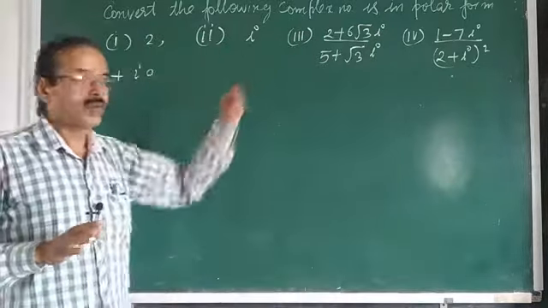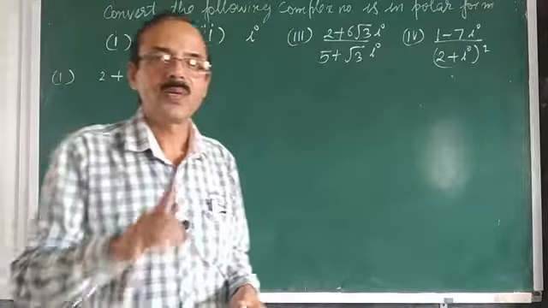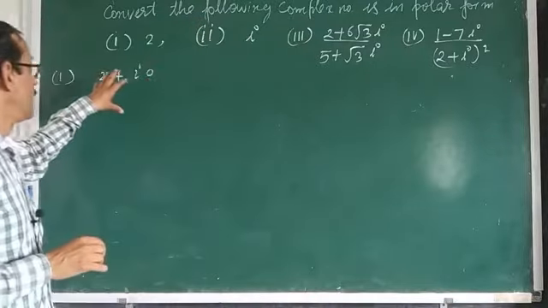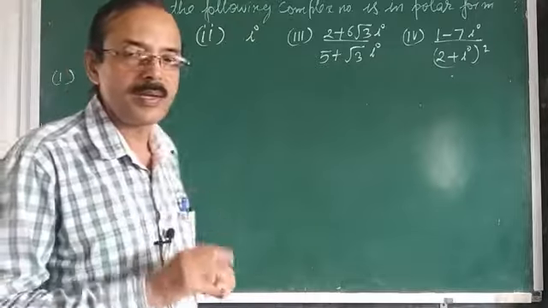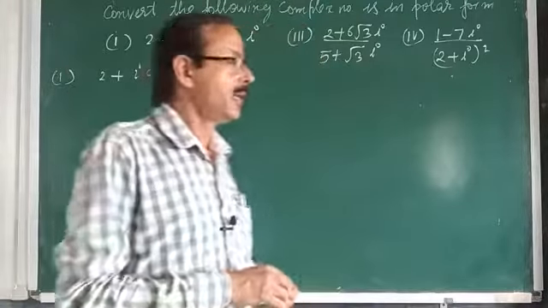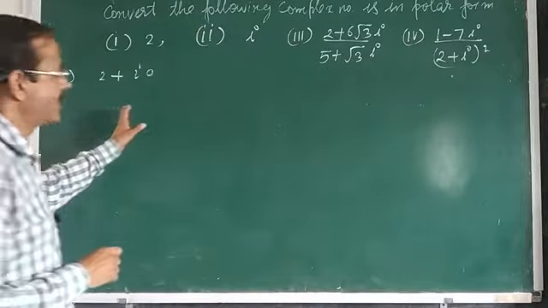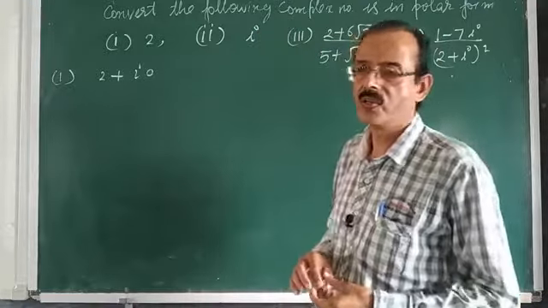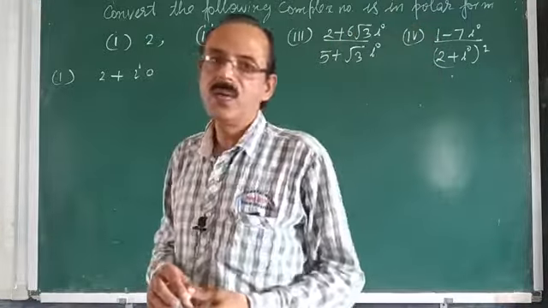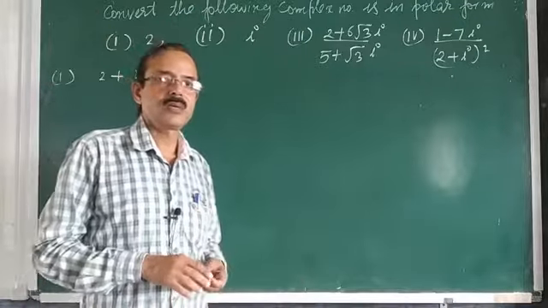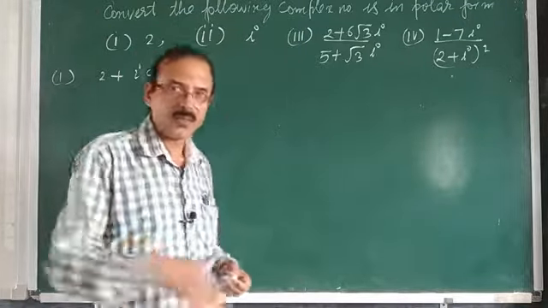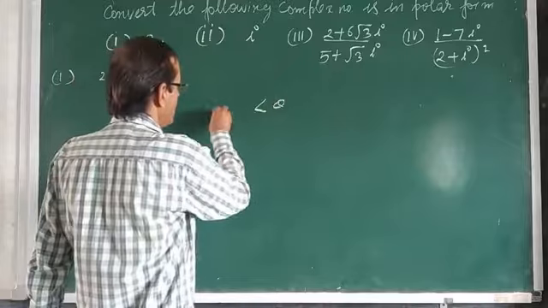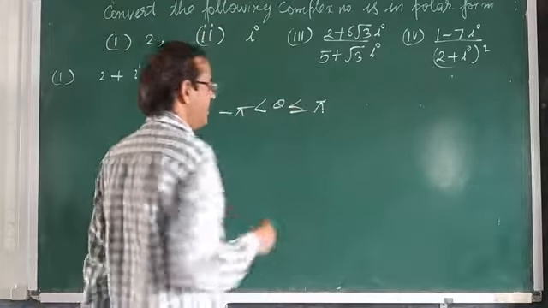To represent it in polar form, what do we need? We need two things. Number 1, r, which is equal to modulus of z. Second, we need theta. What is theta? Theta is the argument of the complex number, or amplitude of the complex number. That theta we measure anti-clockwise for positive. If we measure clockwise, that will be negative, and theta should belong to minus pi to pi. This is the principal value.